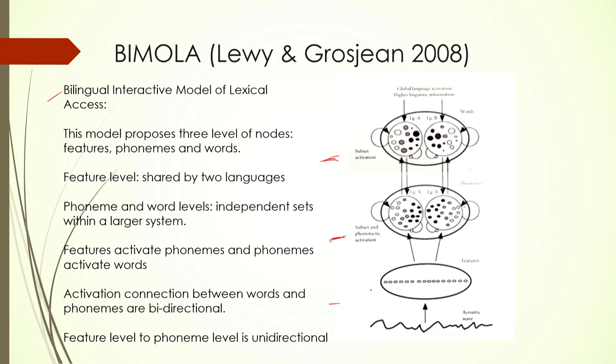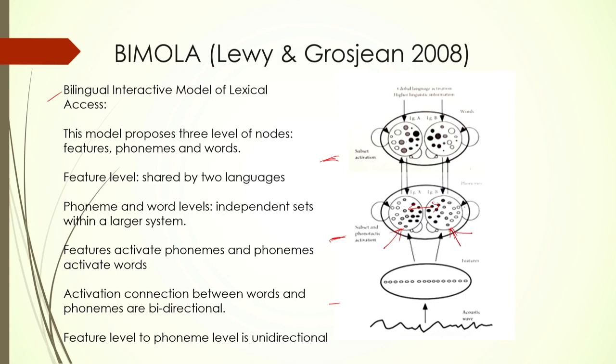Now, the feature level is shared by both languages. These are the sets of features that both languages share. Out of those features, we identify the phonemes for each language, and there we have a bifurcated storage, let's say subsets. Within a larger set, we have two subsets for language A and language B. So from the features, you identify the phonemes, and those phonemes can correspond to the phonemes of language A and phonemes of language B. There we have a bifurcation happening at that level.